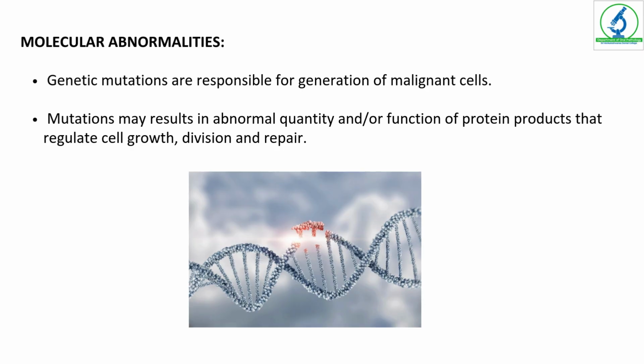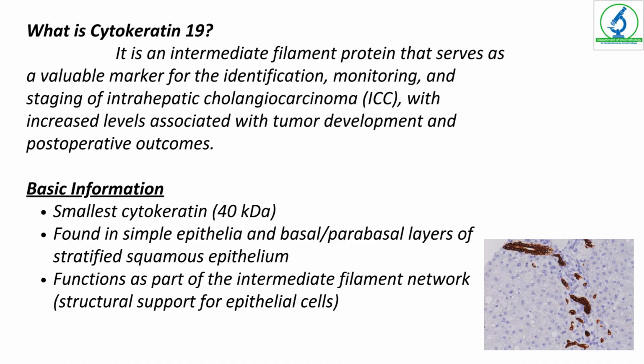Mutations may result in abnormal quantity and/or function of protein products that regulate cell growth, division and repair. What is cytokeratin 19? It is an intermediate filament protein that serves as a valuable marker for the identification, monitoring, and staging of intrahepatic cholangiocarcinoma, ICC, with increased levels associated with tumor development and postoperative outcomes.